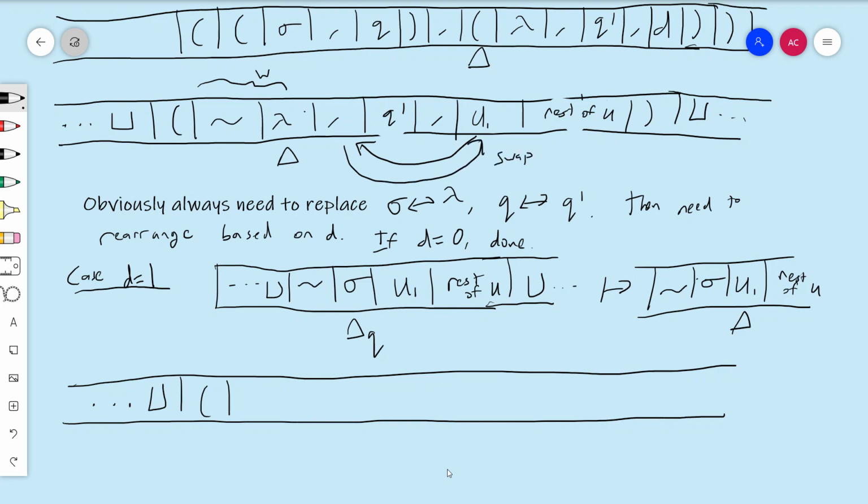So we'll switch these symbols out, and then we'll switch these 2 symbols out. We'll change Q for Q prime. We'll change sigma for lambda. And then what we're going to do after that is we're going to swap U, the first character of U, with this first comma. And those are going to be set things. There's no searching I need to do. I need to go exactly 1, 2, 3, 4 characters over, and then swap that with what's exactly 1 character over.